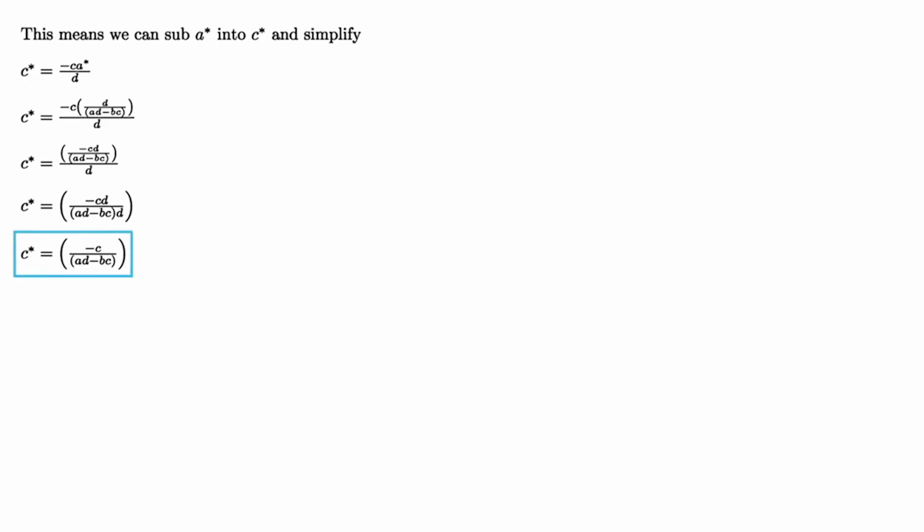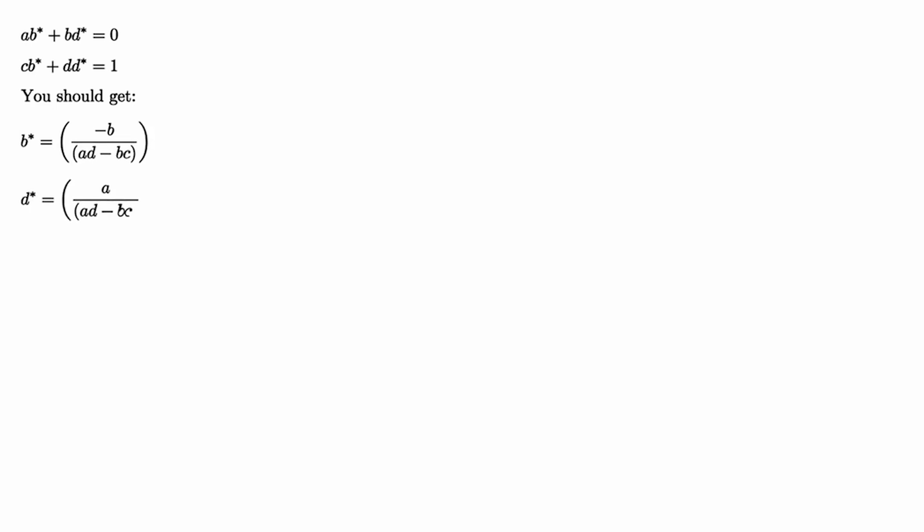All right. So what I want you to do right now is to pause the video and try to solve the second two equations. Okay. So the second two equations would be A times B star plus B times D star equals 0 and C times B star plus D times D star equals 1. Okay. After solving, you should get B star equals minus B divided by AD minus BC and D star equals A divided by AD minus BC.